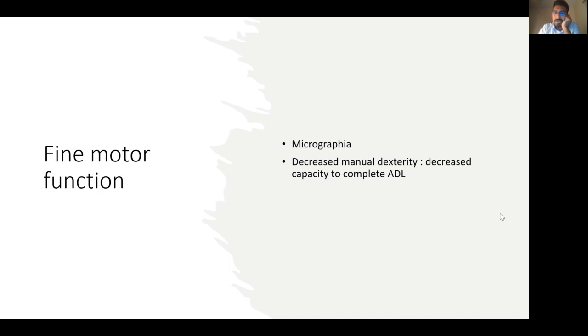Fine motor function, micrographia. We usually ask the patient to write something, and not just once. It needs to be written 3 to 5 times consecutively, and you can compare when he started the writing and when he finished. Decreased manual dexterity is the part where the patient's activity of daily living might be compromised, so this is important to pick up.